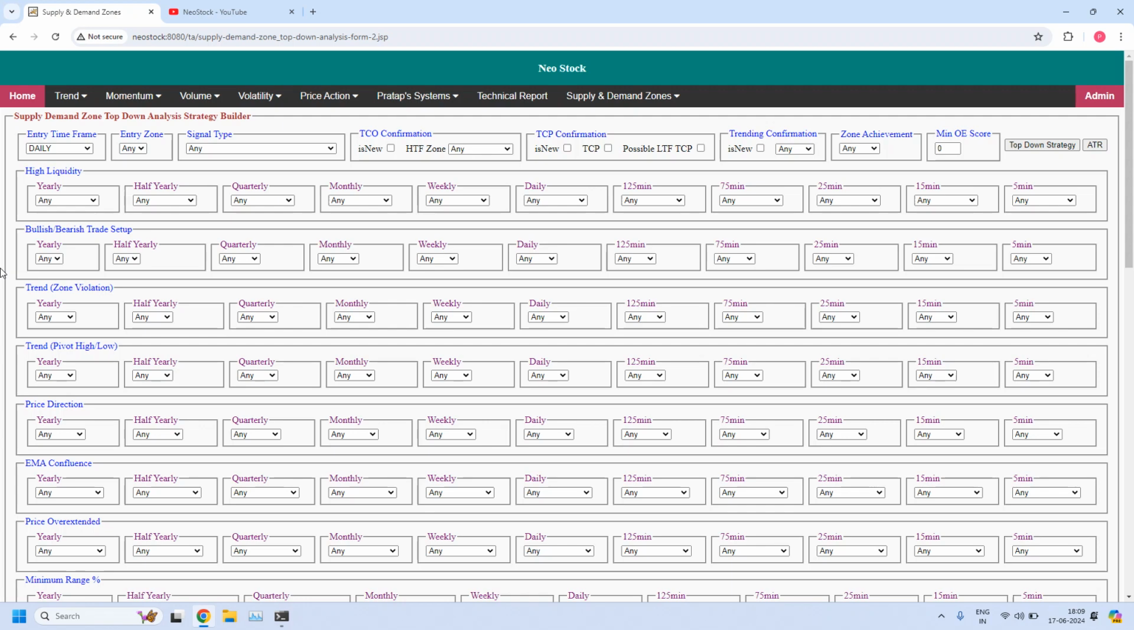And also I will generate bullish and bearish trade setups for monthly income trade, weekly income trade and daily income trade.